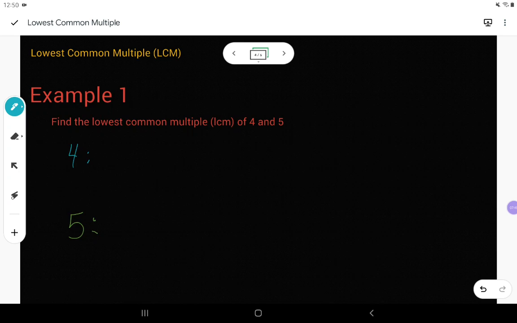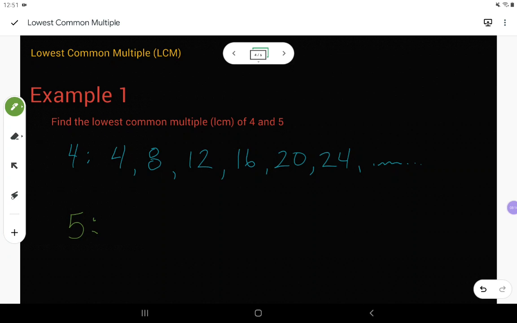When I count multiples of 4, it's like counting by 4s. 4 times 1 is 4. 4 times 2 is 8. 4 times 3 is 12. But really, I'm just adding 4 every time. So I've got 4, 8, 12, 16, 20, 24, and I could keep going. And maybe we'll have to.